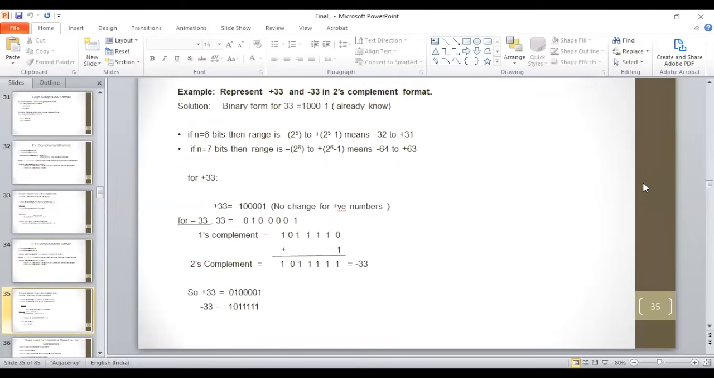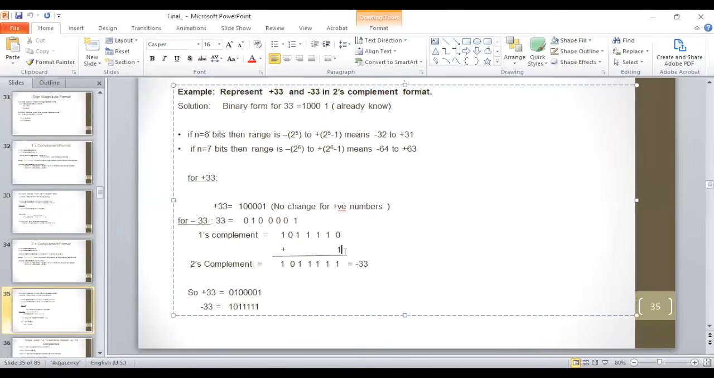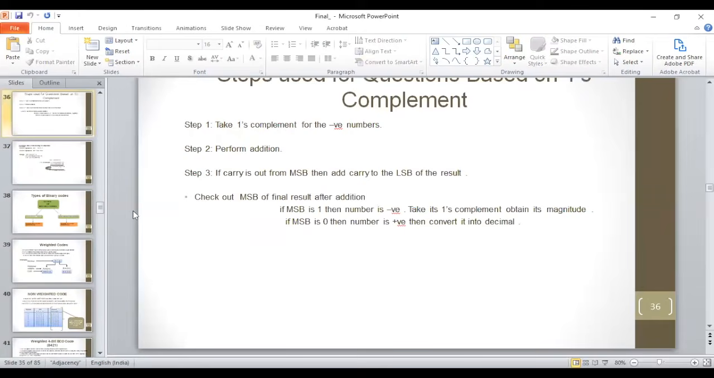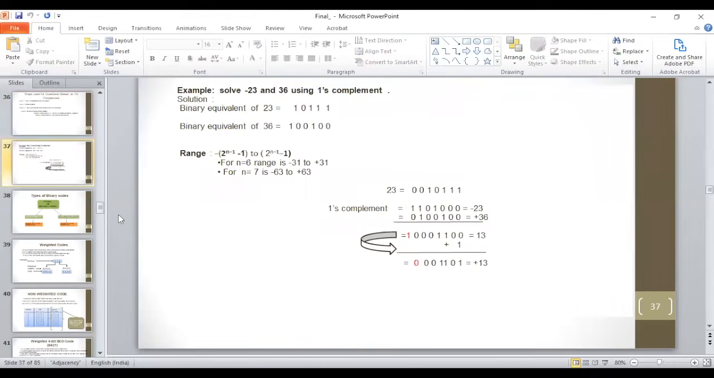For minus 33 second complement, you have to take the first complement and then add 1 to its last bit. That will give you the second complement. So various steps are taken. Complement the negative number, perform the addition, and then if the MSB is 1, it is a negative number. If the MSB is 0, then it is a positive number. So that is how one example we can take.